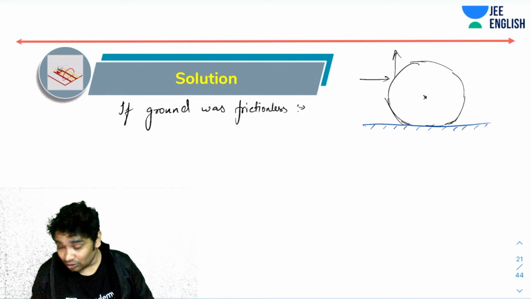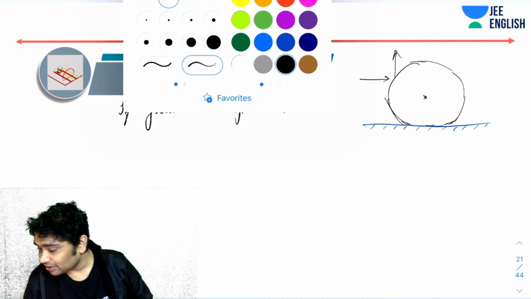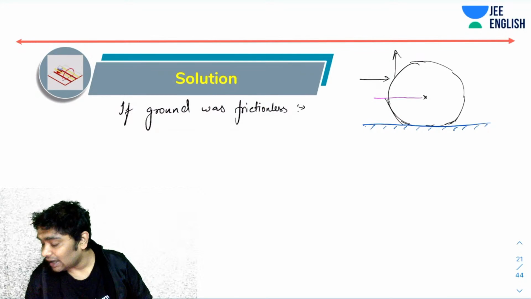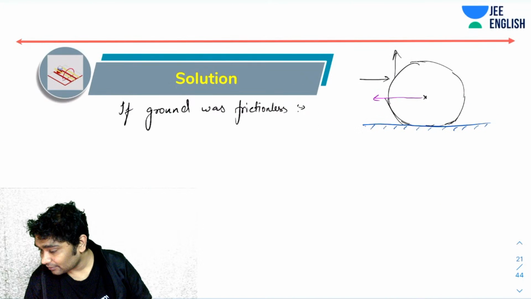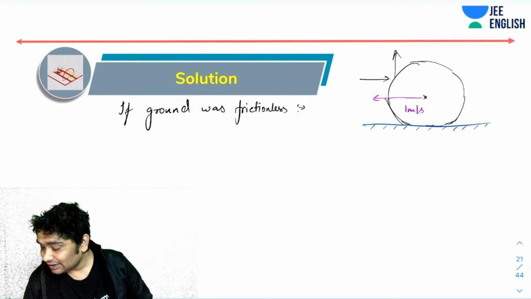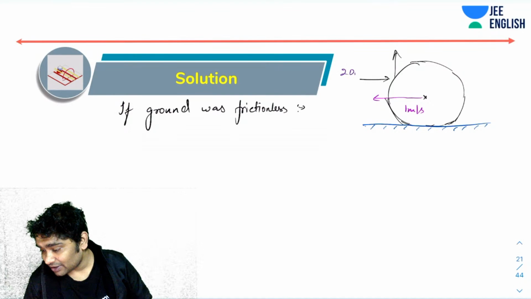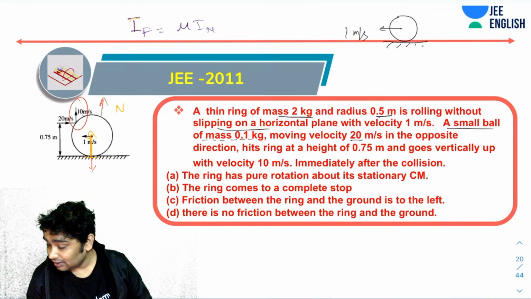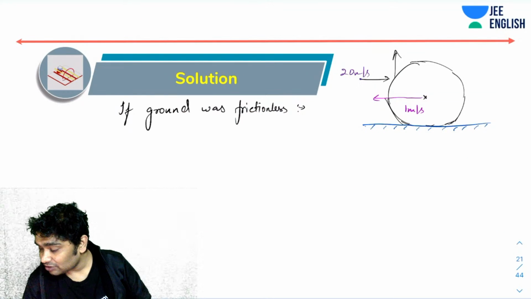Using linear momentum conservation in the x direction. So this had some speed of 1 meter per second. This is a very, very interesting problem, very tricky problem. This had a speed of 20 meter per second. This had a mass of 2 kg, and this guy has a mass of 0.1 kg.